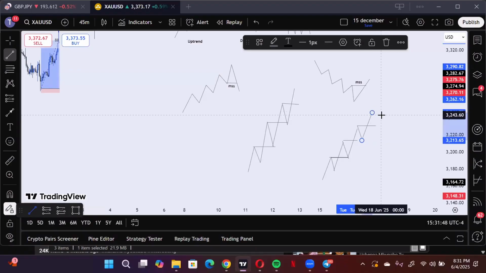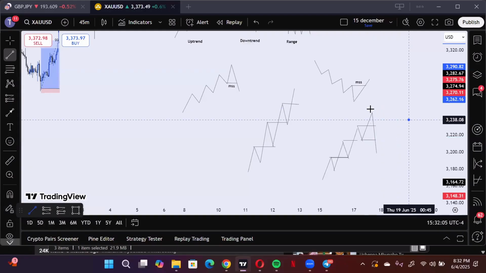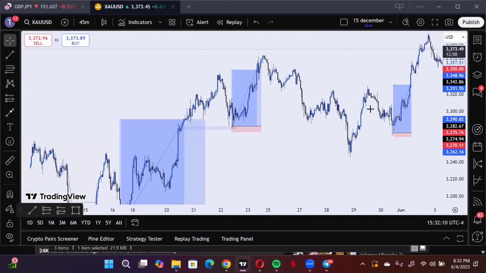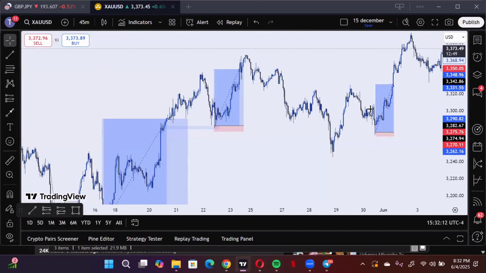But if it was a market structure shift, it will now come down and take out this last low here. And this is what a market structure shift is. But all these ones that kept breaking the high is what you call a break of structure. So when it comes to trading continuations, we pay attention to what? To market giving break of structures. But when it comes to trading reversals, we pay attention to market giving us what? Market structure shifts. Now, an example of break of structure is this.